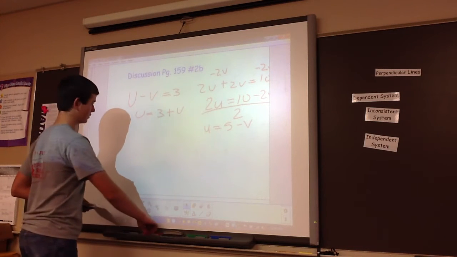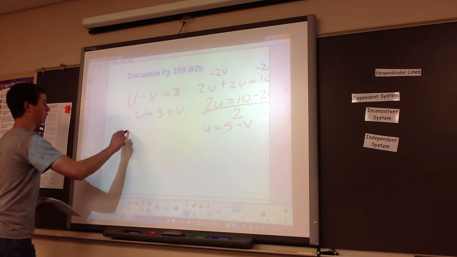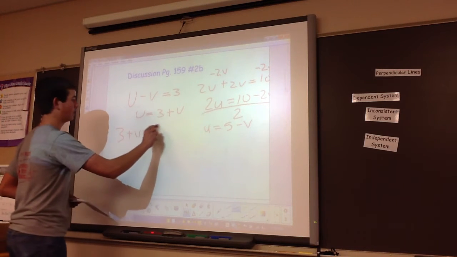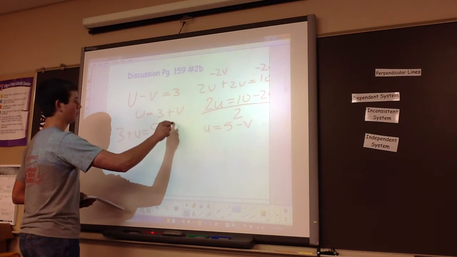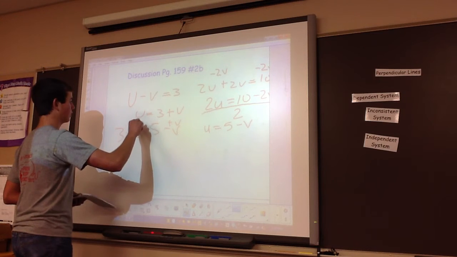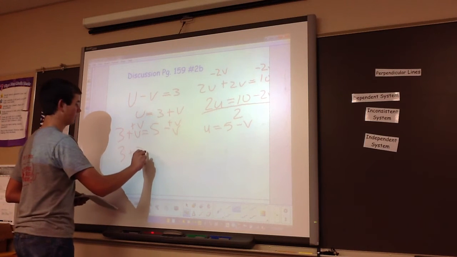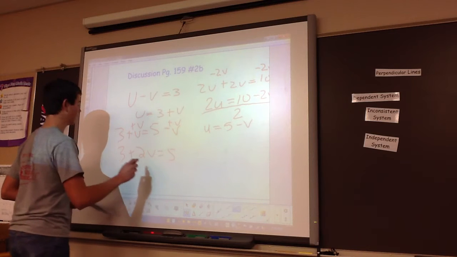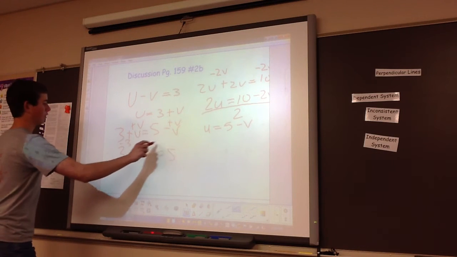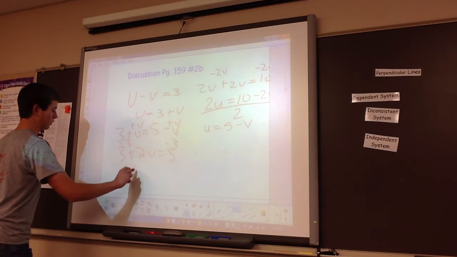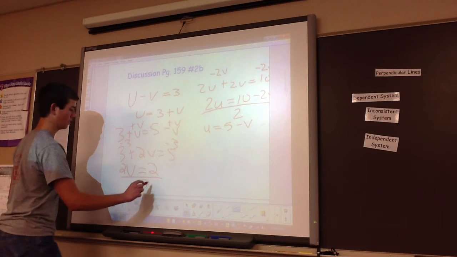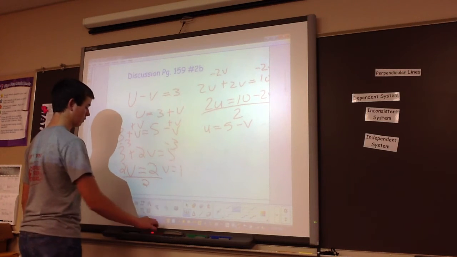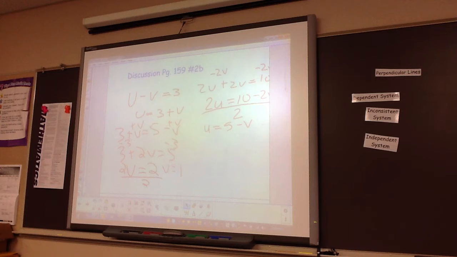Well, then you set them equal to each other, so 3 plus v is 5 minus v. When you solve for v, add v to both sides: 3 plus 2v equals 5. Minus 3, minus 3. 2v equals 2. Divided by 2, v equals 1. Very good. Questions for Cole? Brandon.